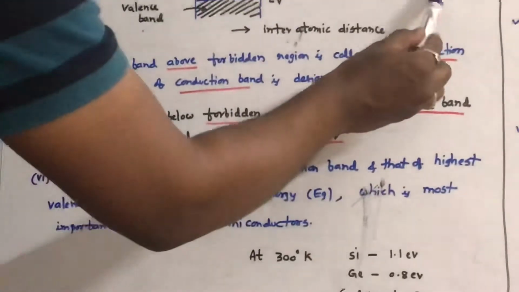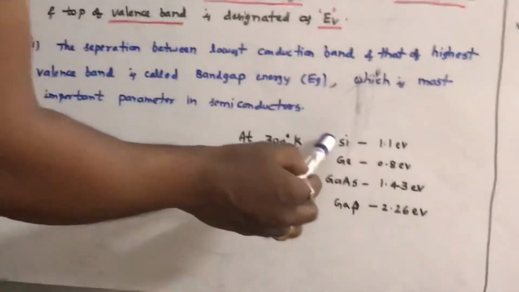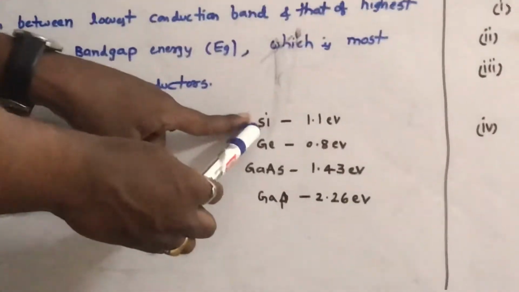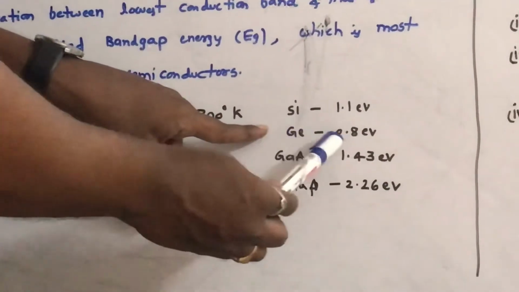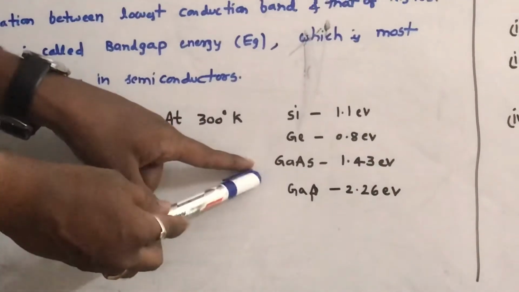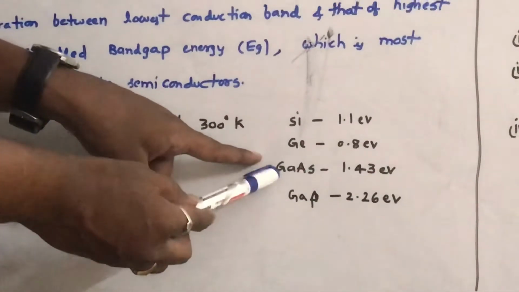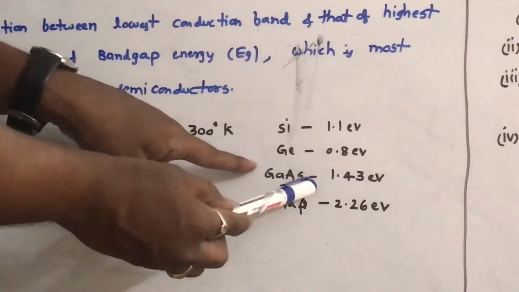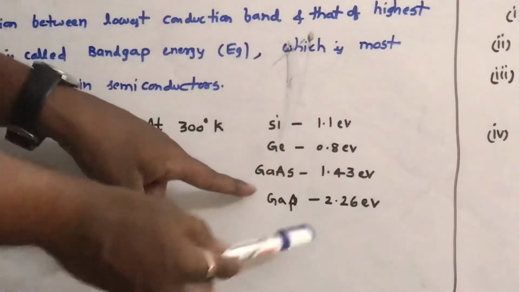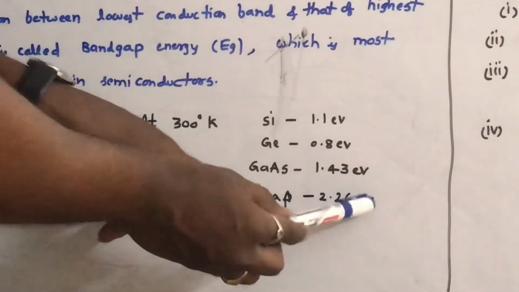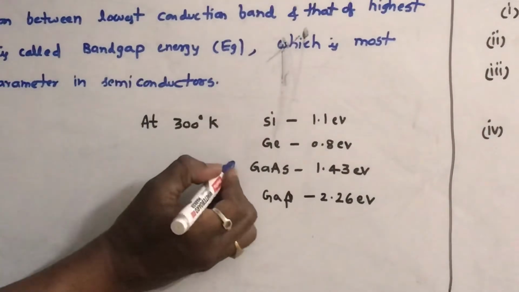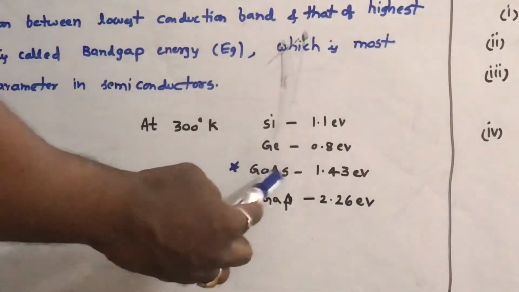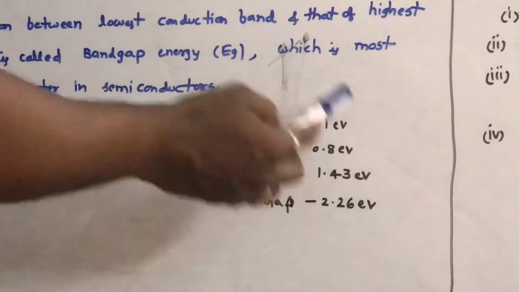Let us see this band gap EG of different semiconductors. For silicon at 300 degrees Kelvin, at room temperature, the band gap energy is 1.1 electron volts. For germanium it is 0.8 electron volts. For gallium arsenide, which is a very important device in this unit 6, we have to remember this. For gallium arsenide, the band gap energy is 1.43 electron volts. For gallium phosphide it is 2.26 electron volts. So this one is very important, gallium arsenide. In this chapter we have to remember that the band gap energy of gallium arsenide is 1.43 electron volts between the valence band and conduction band.